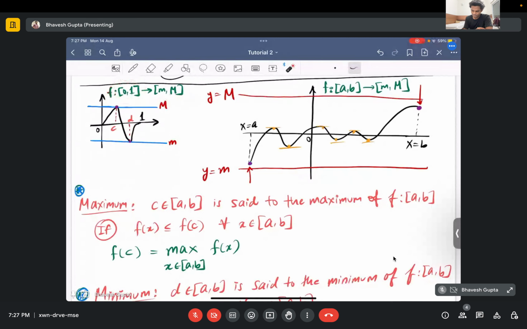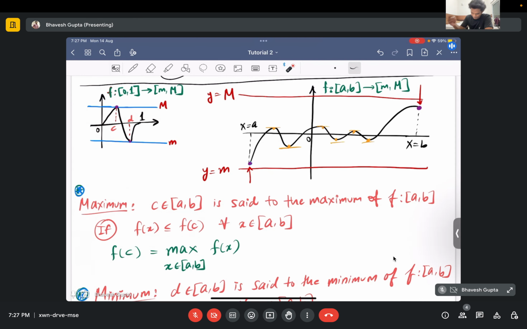So I have a point that I'm calling a maxima, said to be a maximum of this function, if I calculate the values of the function at all given values in this domain, all those values turn out to be smaller than the value corresponding to the maxima, right?